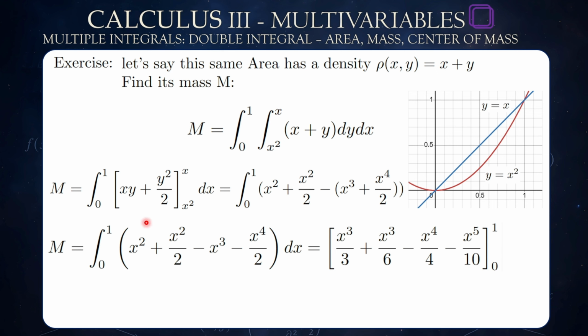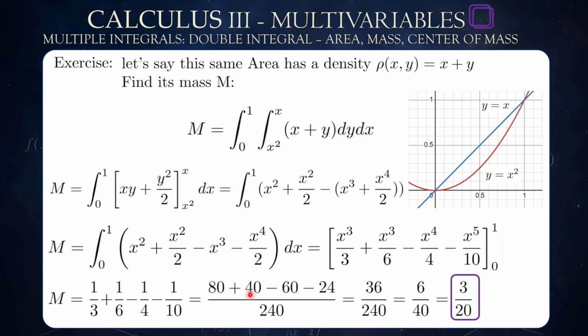Equal to the integral from 0 to 1 of x squared plus x squared divided by 2 minus x cubed minus x to the fourth divided by 2 dx, equal to x cubed divided by 3 plus x cubed divided by 6 minus x to the fourth divided by 4 minus x to the fifth divided by 10 between 1 and 0.